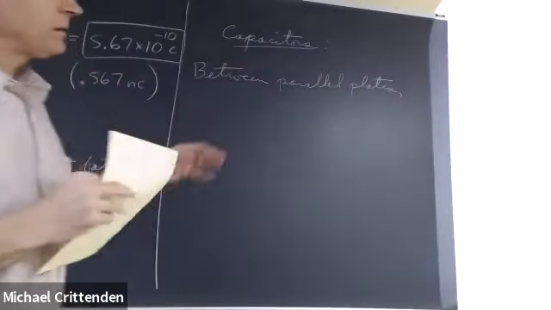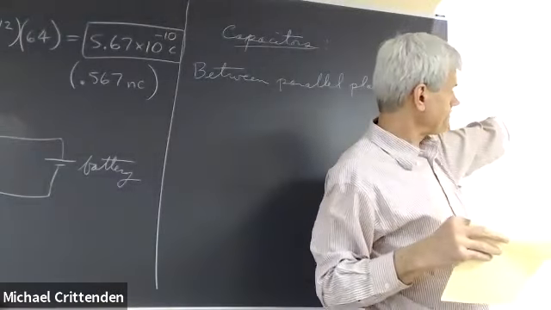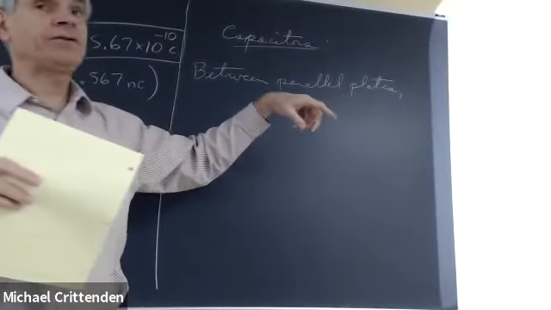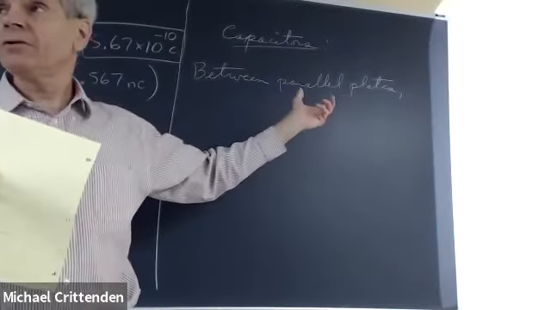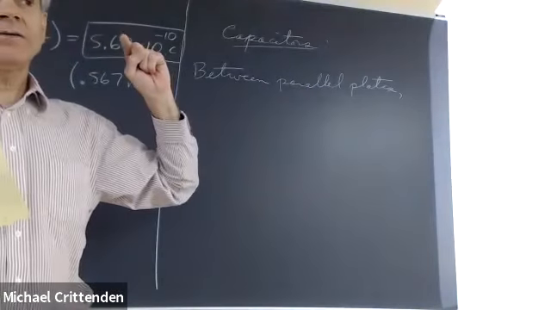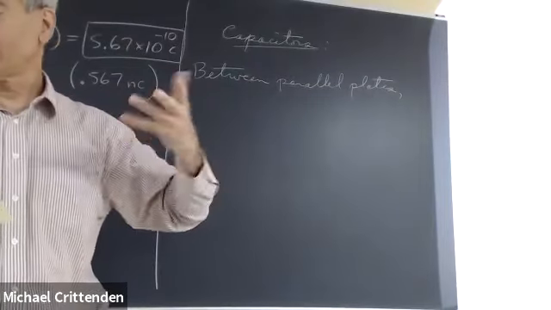Okay, between parallel plates. In other words, this goes with the picture in the handout. Each plate has an area A. Each plate carries a charge Q, plus Q on one plate, minus Q on the other plate. So Q is the charge on either of the plates, not the total on both of them, which would just be 0.